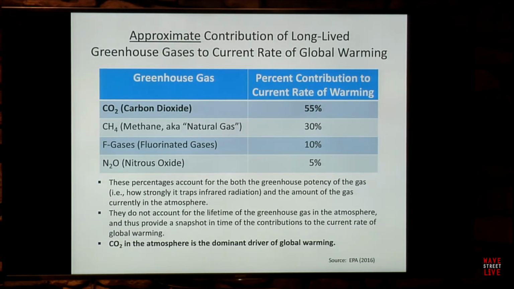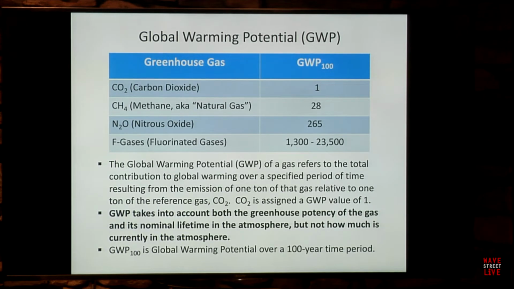There's another way of looking at this, and that is the idea of global warming potential. The global warming potential of a gas refers to the total contribution to global warming over a specified period of time, resulting from the emission of 1 ton of the gas relative to 1 ton of the reference gas, which is CO2. CO2 is assigned a value of 1. Global warming potential takes into account both the greenhouse potency of the gas and its nominal lifetime in the atmosphere, but not how much is currently in the atmosphere.